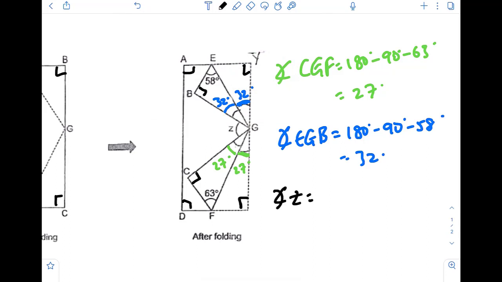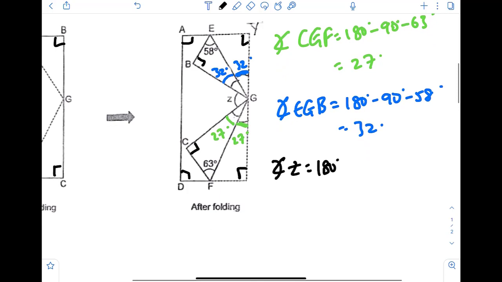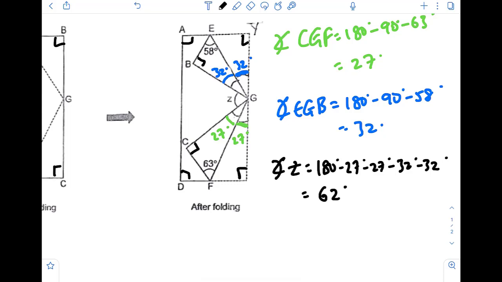Angle Z, 180 minus 27 minus 27 minus 32 minus 32. Alright, 180 minus 27 minus 27 minus 32 minus 32. Answer for this question, 62 degrees for angle Z.